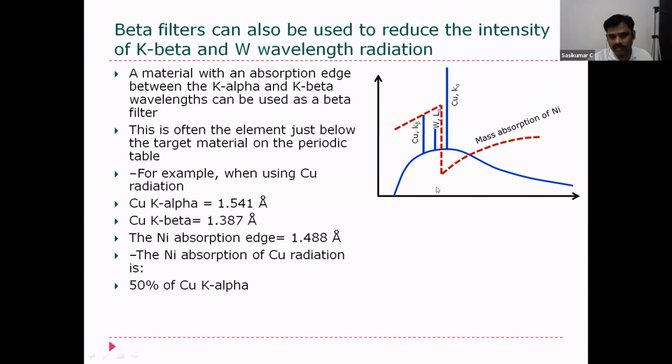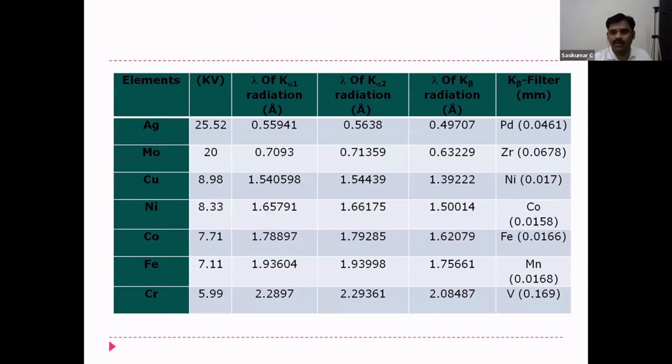What kind of wave is it going to filter out? The waves which are less than 1.488, which is K beta. So the nickel filter will remove almost 99% of the copper K beta line and 50% of the K alpha line. Please do remember the intensity of X-ray is also reduced. So if the intensity of X-ray is reduced, use an effective detector so that your signal will be strong enough. What kind of information you are getting will be very clear for you.